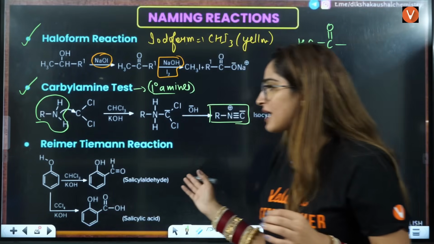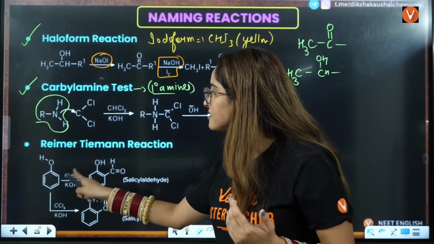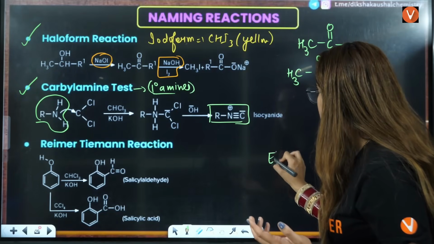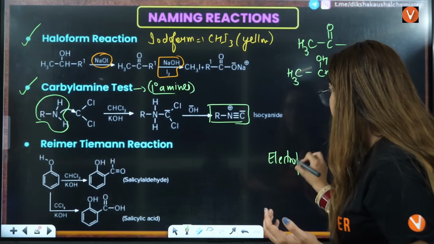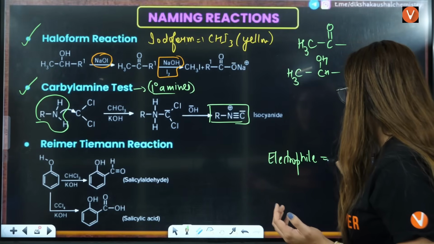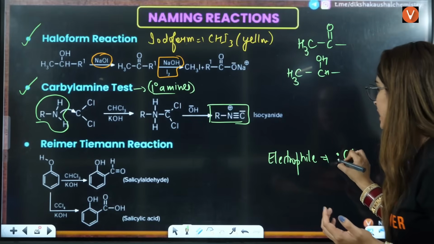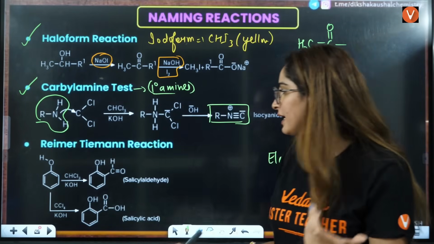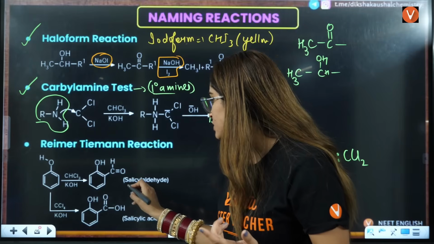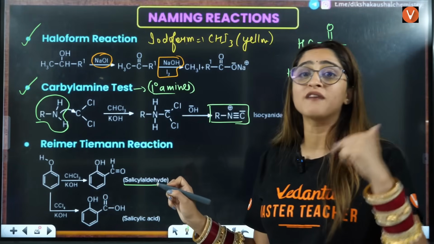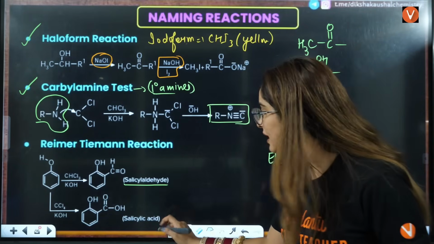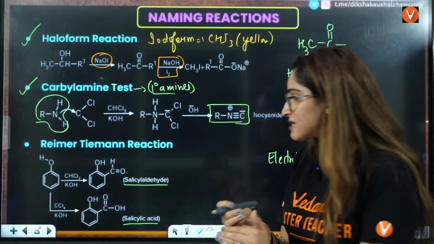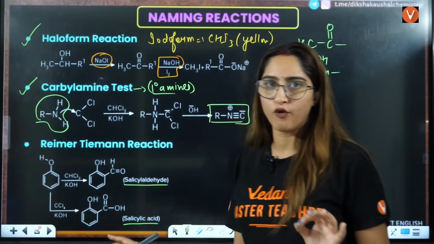Next is the Reimer-Tiemann reaction. As you can see, the reagents are the same, CHCl3 and KOH. You should also know that the electrophile in both cases is CCl2, that is dichlorocarbene. Here we have phenol that will be converted to salicylaldehyde if you have CHCl3, but that can also be converted to salicylic acid if you have CCl4.